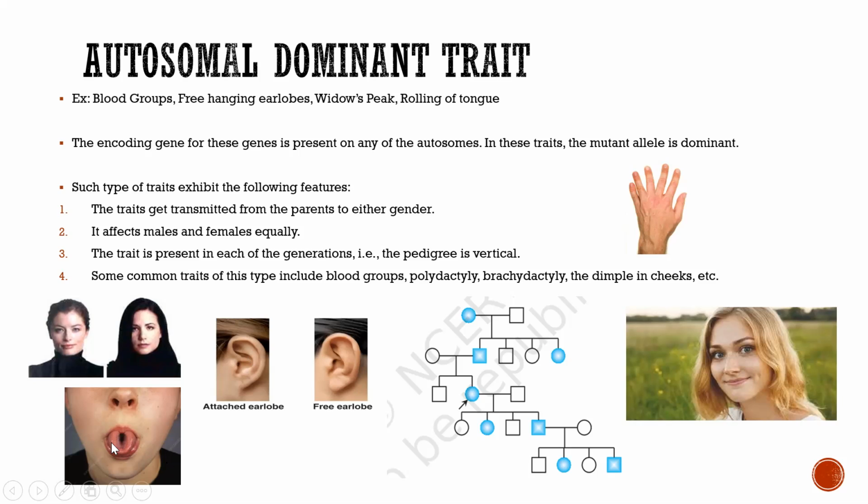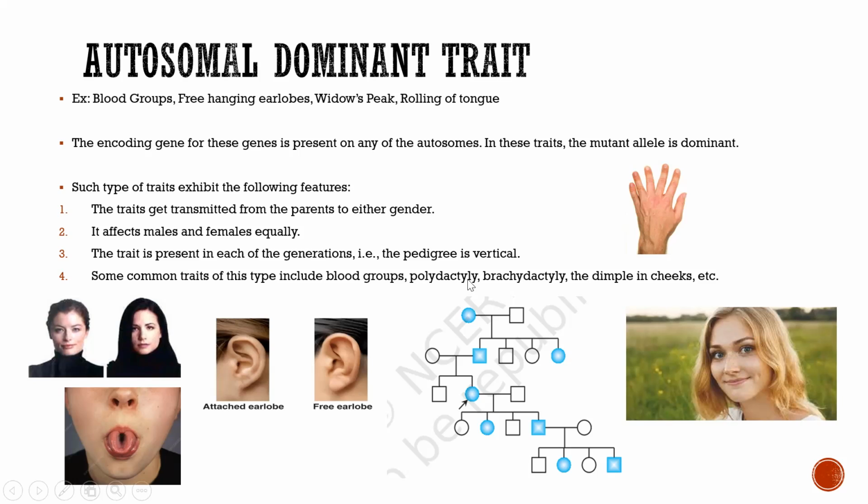And a rolling of tongue. Some people are able to roll the tongue in this way, whereas few cannot do this. So the individual who can do this, it is an autosomal dominant character. And here I've shown you a picture with a girl with a dimple. This is also one of the examples for autosomal dominant trait.